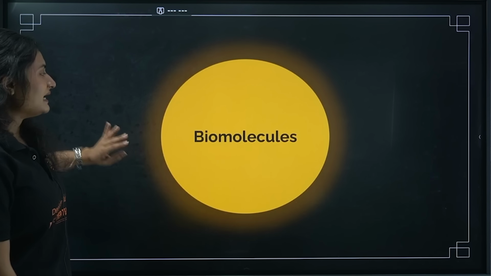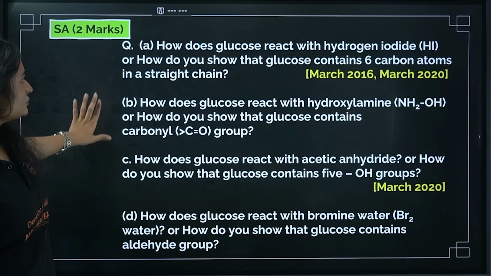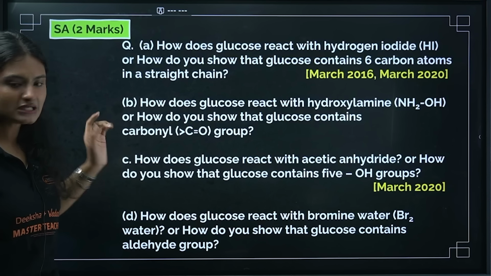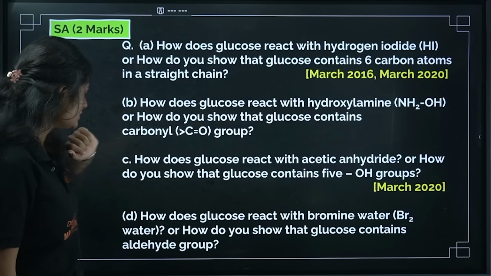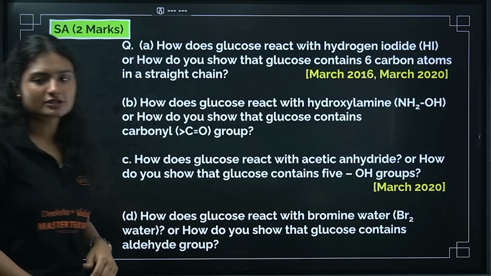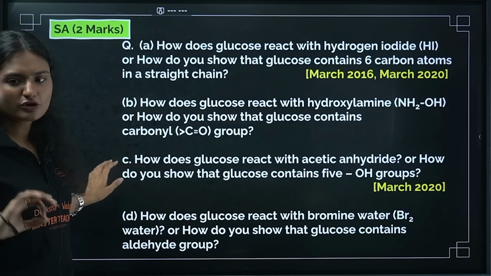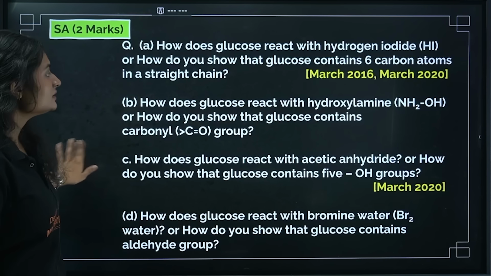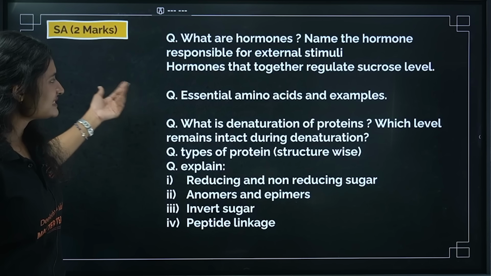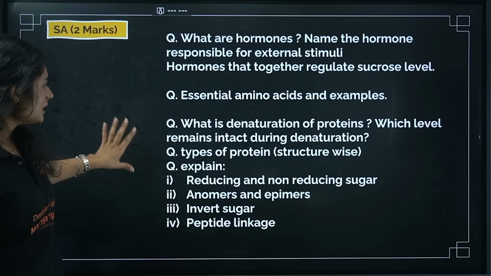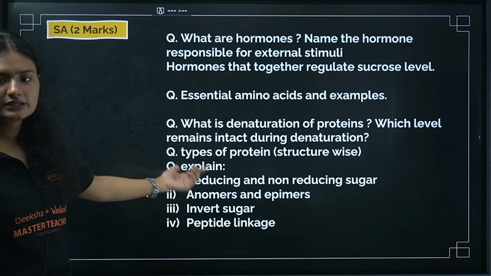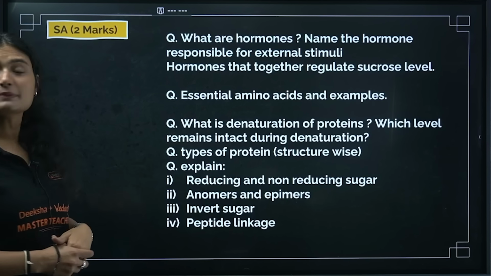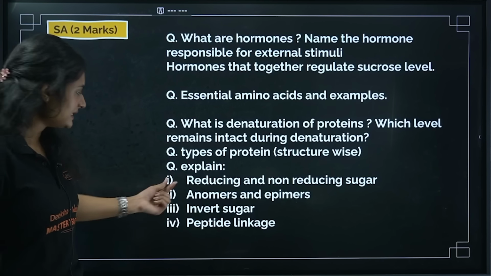From biomolecules, what do we have? Straight simple questions. How does glucose react with acetic anhydride? How does glucose react with hydroxylamine? How does glucose react with bromine water? Very simple, very straightforward questions, and they get repeated every year. And what are hormones, essential amino acids? Again, explain what is denaturation of protein, explain reducing and non-reducing sugar, anomers, invert sugar, peptide linkages. 2 marker questions, any 1 point will come.